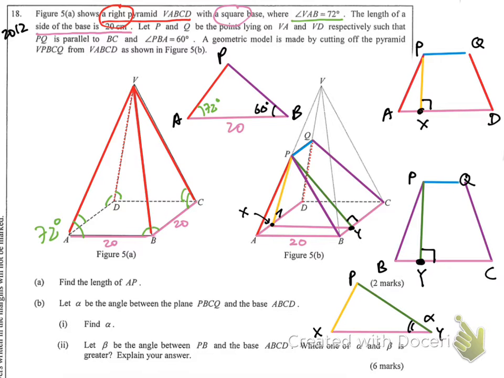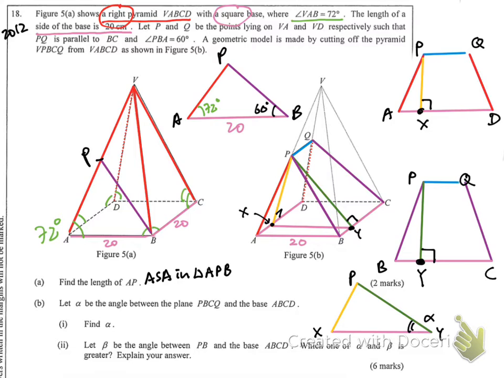So we look at this focus triangle. We need three pieces of information, and happily we have all three. We draw the line P here. We have the green angle 72, the pink line 20 and the black angle 60. So we can use the ASA sine formula in triangle APB to do that.